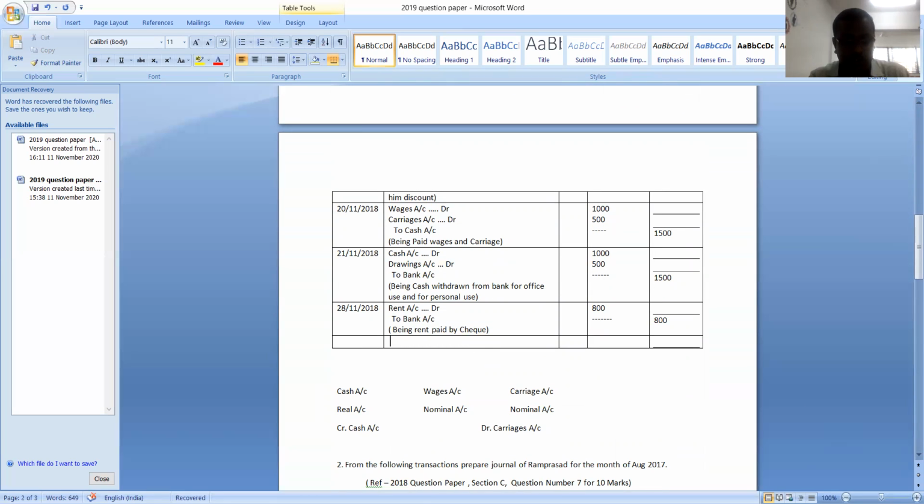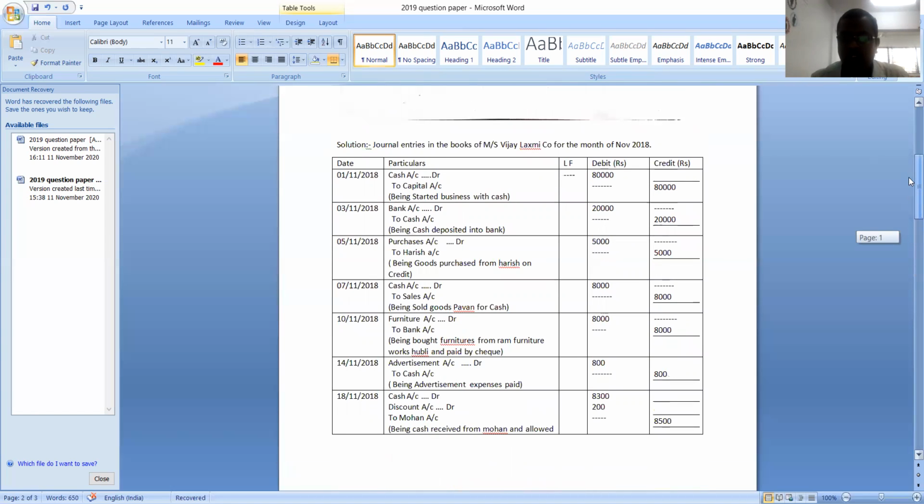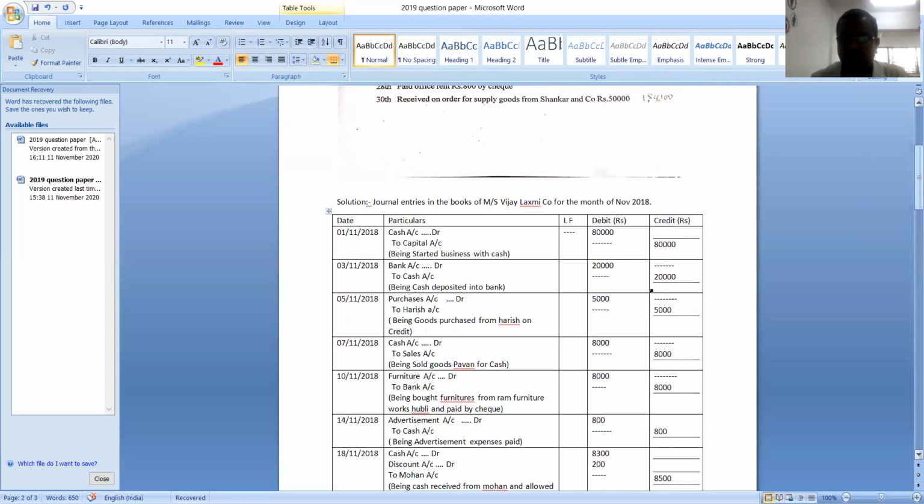After making this, we need to write total. Yes, we should make total of both debit and credit column. So 80,000 plus 20,000 is 1 lakh, 1 lakh 5,000, 1 lakh 13,000, then 1 lakh 21,000. Just a minute. We'll make total of this.